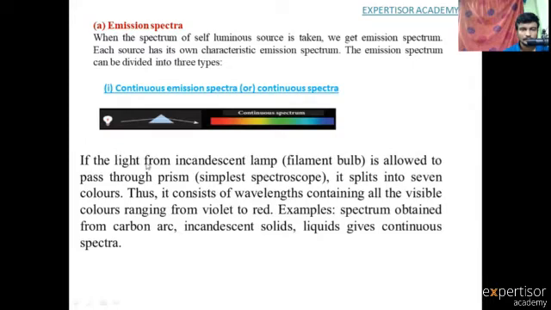If the light from an incandescent lamp or filament bulb is allowed to pass through a prism, it splits into several colors. Thus, it consists of wavelengths containing all visible colors ranging from violet to red. The light propagates from the incandescent bulb to the prism and splits into 7 colors. Examples: the spectrum obtained from a carbon arc, and from incandescent solids and liquids, gives a continuous spectrum.